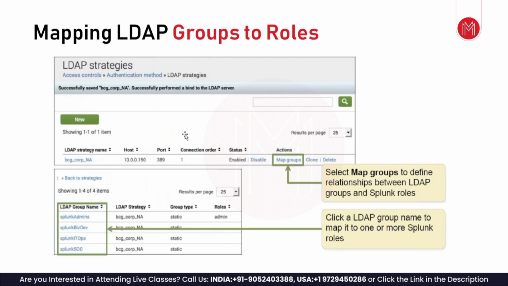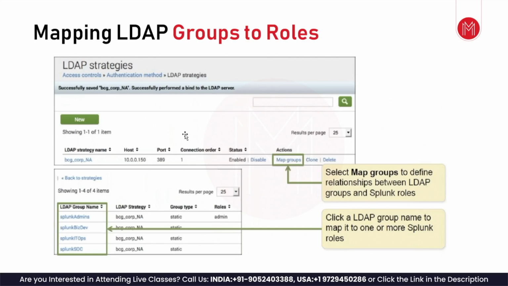So once you have created this LDAP here, what exactly is happening? BCG_corp_NA, some LDAP group is created. Some LDAP settings authentication is created. So once it is created with some host and port details, you'll be getting an option. You can enable or you can disable this LDAP. If you don't want to use this LDAP strategy, you can simply disable it. But mostly organizations who are using Splunk, they'll be working with LDAP only.